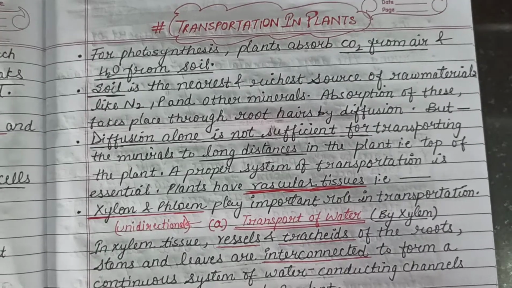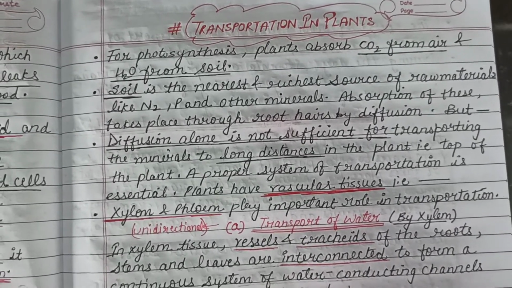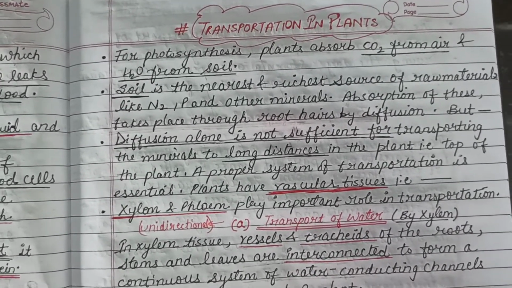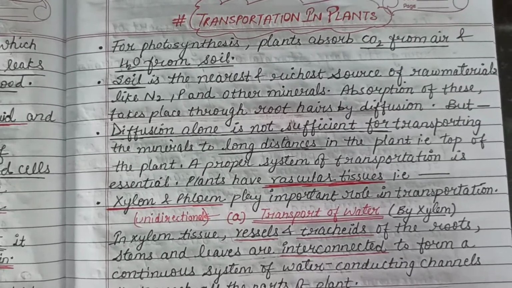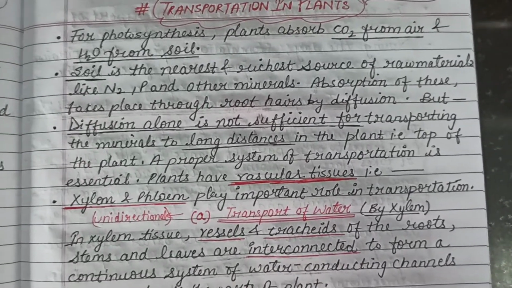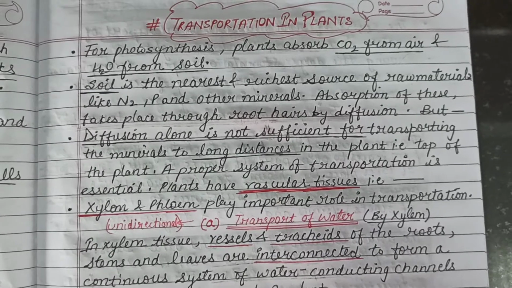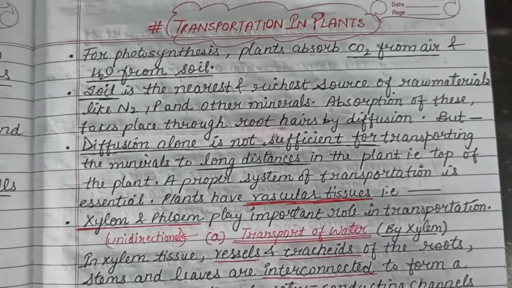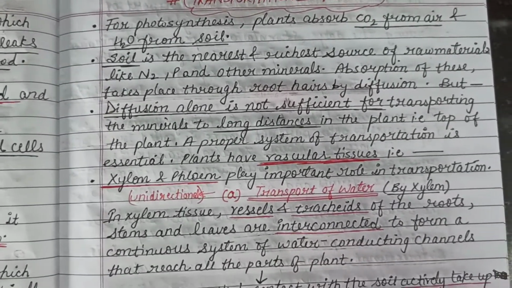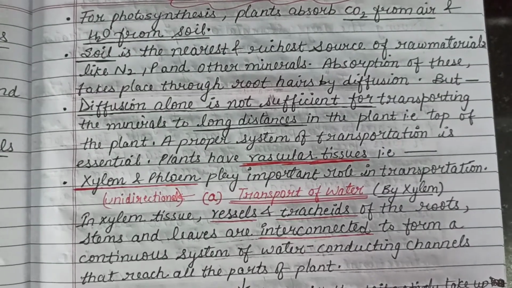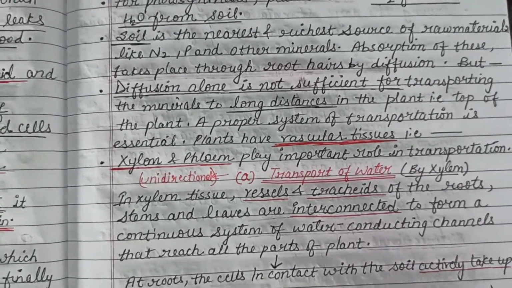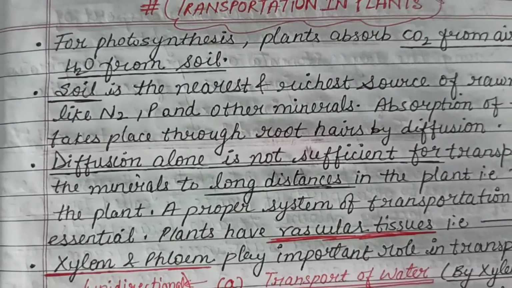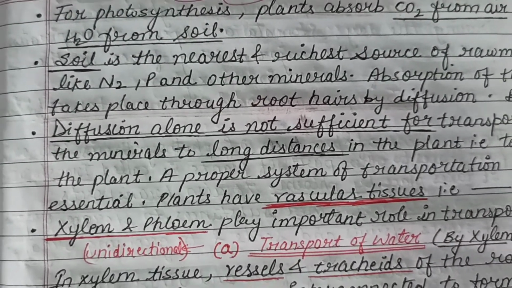Absorption of these nutrients, these minerals, takes place through the root hairs, because roots have root hairs which increase the surface area for more absorption, and the process of diffusion helps in taking in the nutrients, the minerals and water. But diffusion alone is not sufficient for transporting the minerals to longer distances in the plants. For example, at the top of the plant. So for this purpose, plants need special mechanisms.